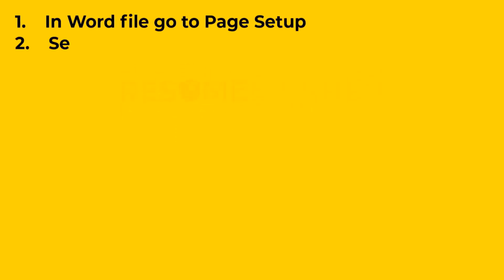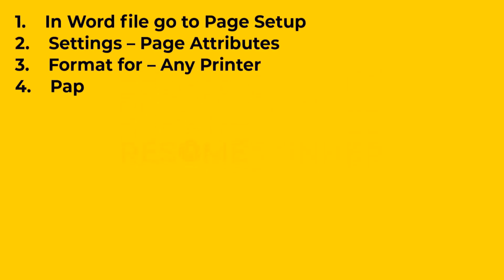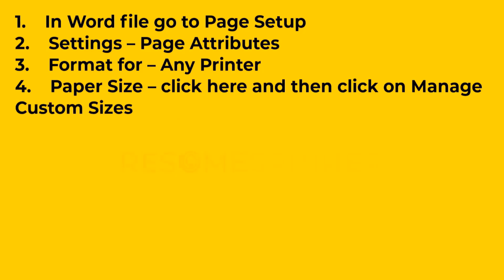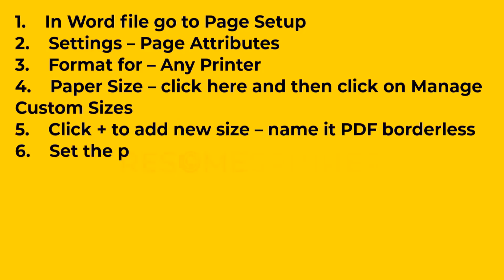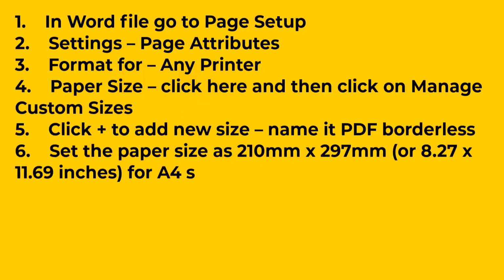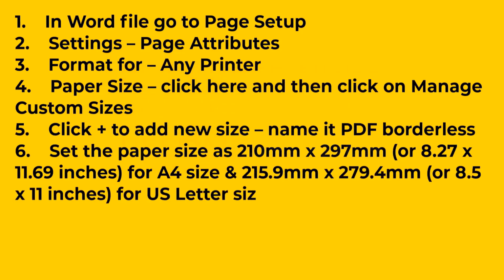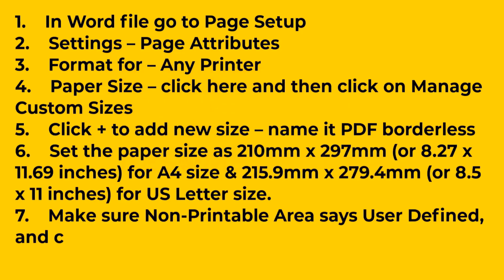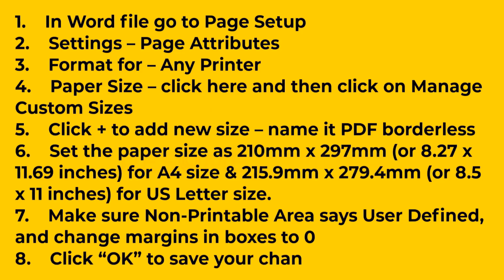1. In Word file, go to Page Setup. 2. Settings, Page Attributes. 3. Format for any printer. 4. Paper size, click here and then click on Manage Custom Sizes. 5. Click to add new size, name it PDF Borderless.